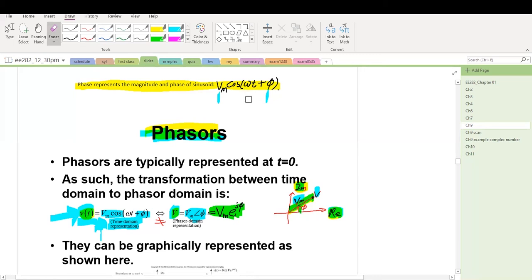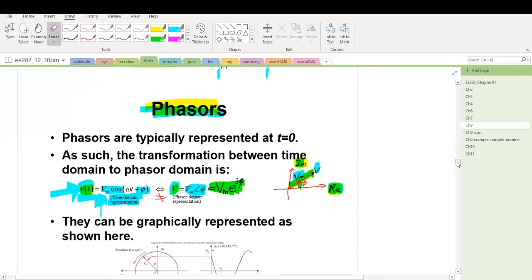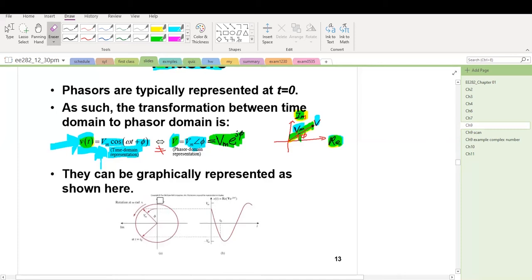Omega is the angular frequency. If we look at this graph here, this is the real part, this is the imaginary part. This is Vm, and this is V, Vm with the angle still phi. With time going, this phasor rotates counterclockwise at omega. So this is a one-to-one expression of the time domain and phasor domain.